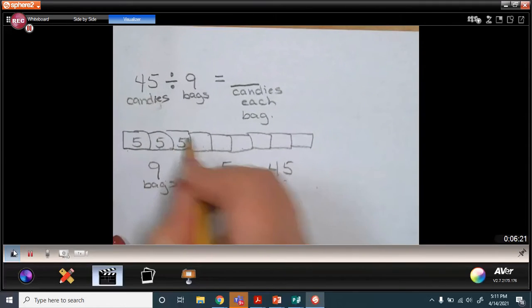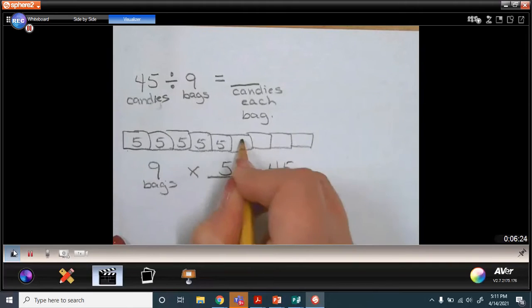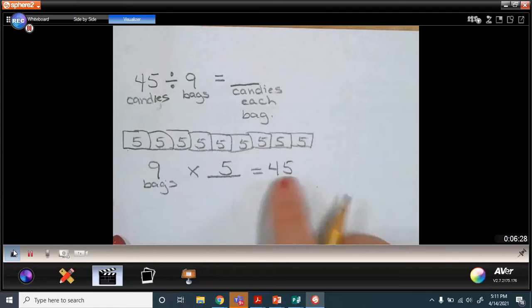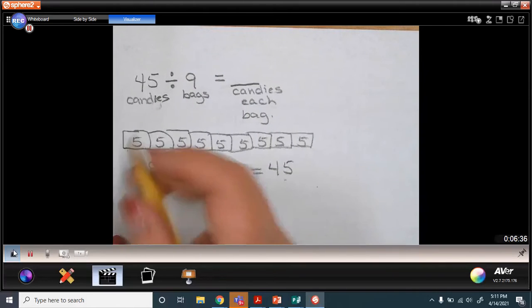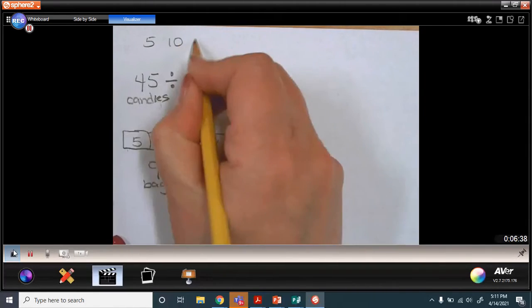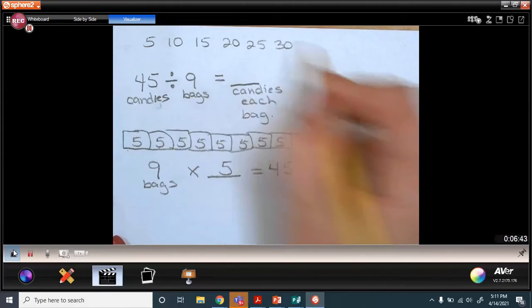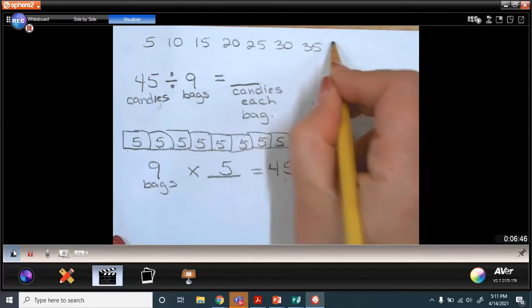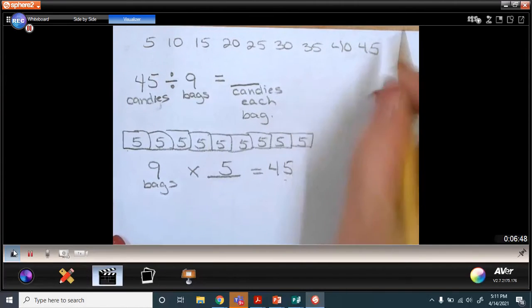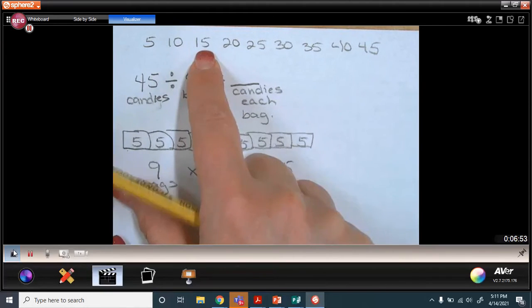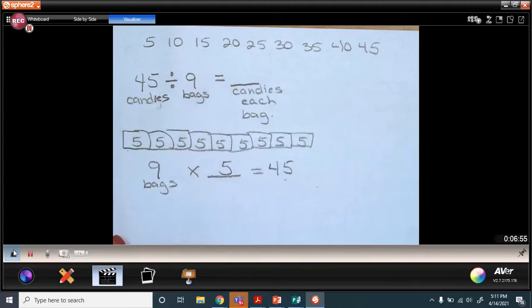Because when we multiply by 5, we have either a multiple of 10 or we have a 5 in the ones place. That's what happens when you have your 5s. So 5, 10, 15, 20, 25, 30, 35, 40, and finally 45. Notice the pattern. It's a multiple of 10, and then there's a 5 in the ones place. A multiple of 10, and then a 5 in the ones place.